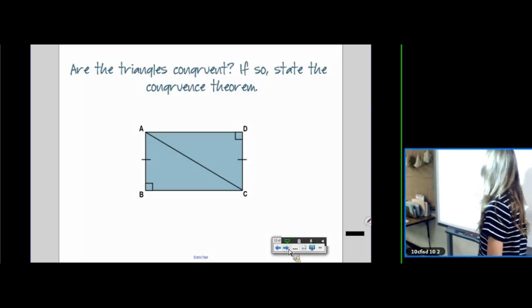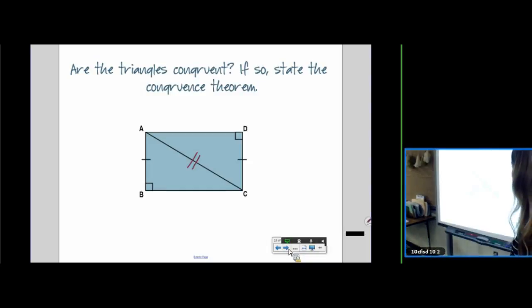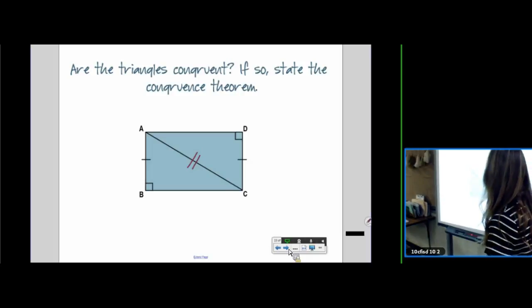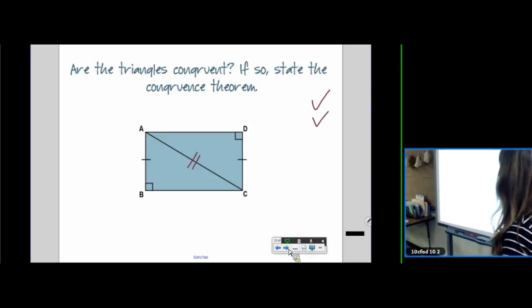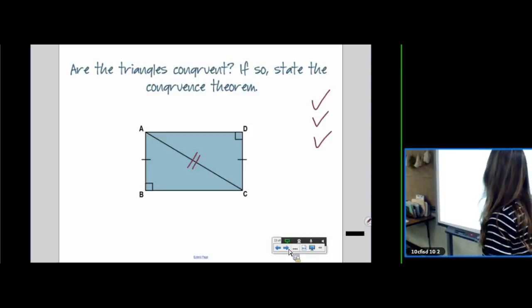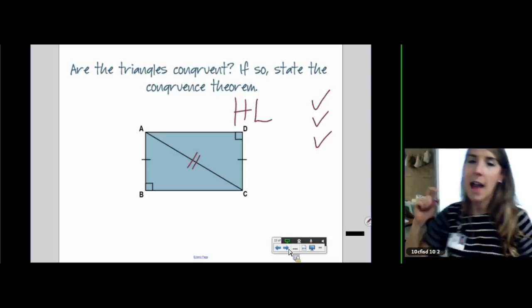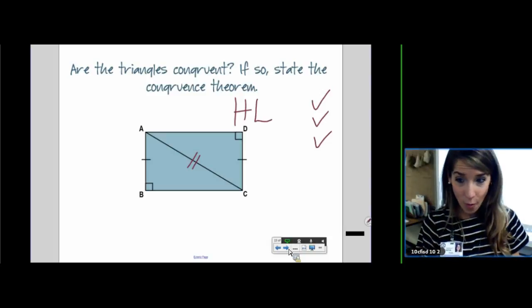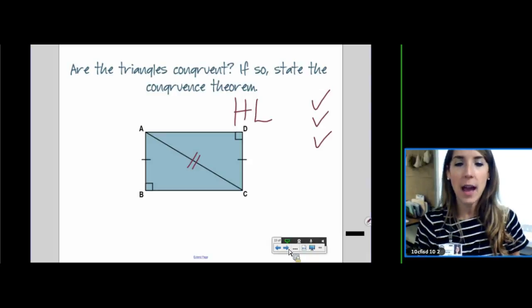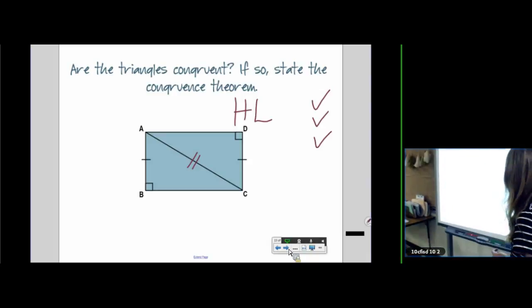All right, here's another one. Reflexive property of equality. 2 right angles. Check. Tick marks on the hypotenuse. Check. Tick marks on the leg. Check. Hypotenuse leg. Does that mean that every right triangle is going to be hypotenuse leg? No. But if you do see right triangles, I would check for that one first.